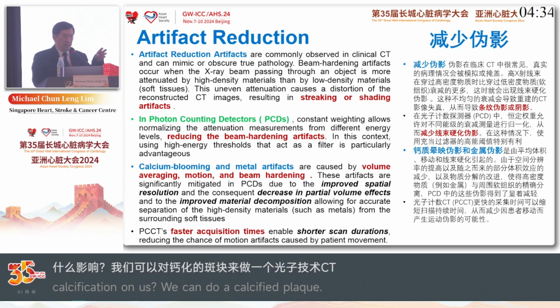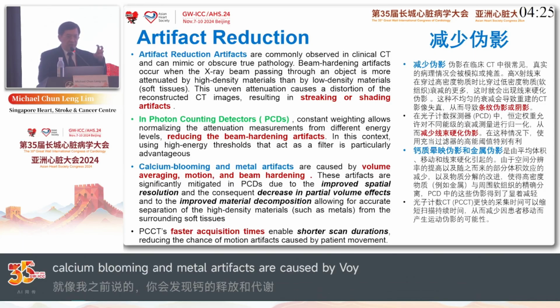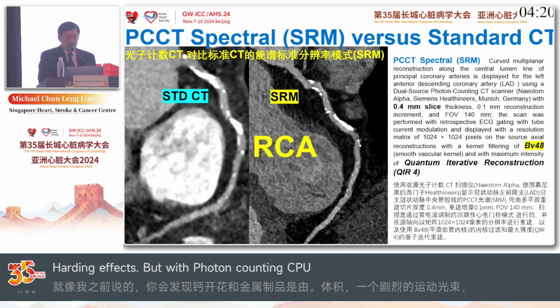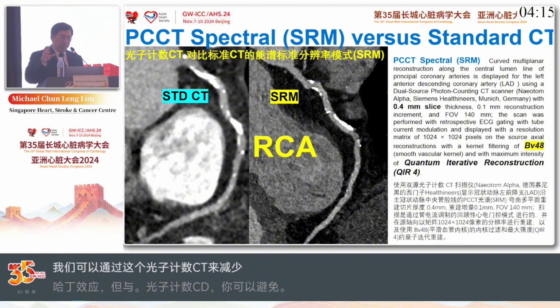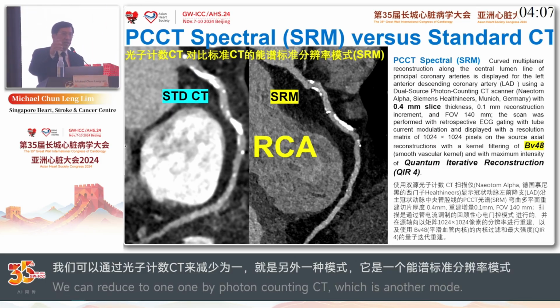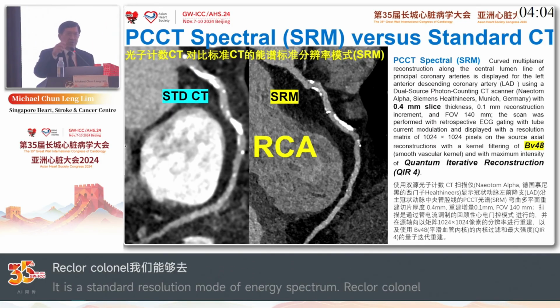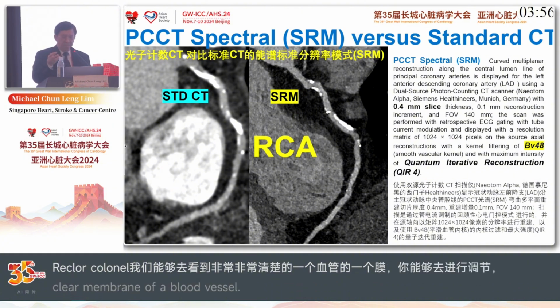Like I said earlier, you'll find that calcium blooming and metal artifacts are caused by volume averaging, motion, and beam hardening effects. But with photon counting CT, you can avoid most of this. So I'll give you another example here. This is a scan with an SRM mode, 0.4 mm slice thickness, and we use what we call a smooth vascular kernel. Kernels are convolution algorithms for you to tune. They're a little bit like when you take a picture and use different filters. So this is something like a filter, all right?